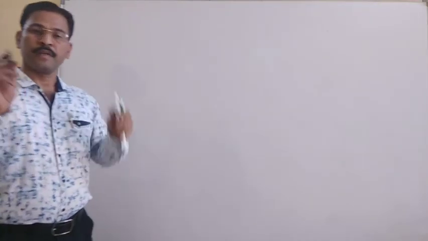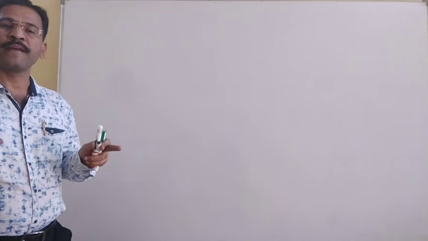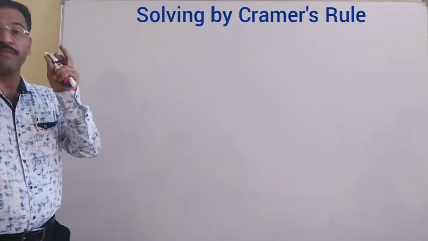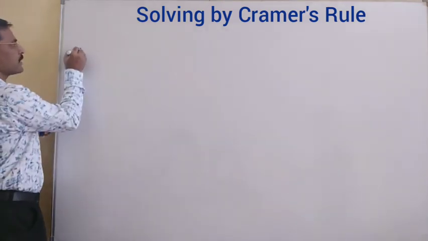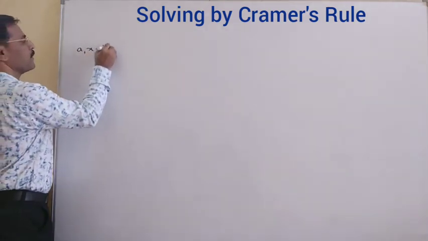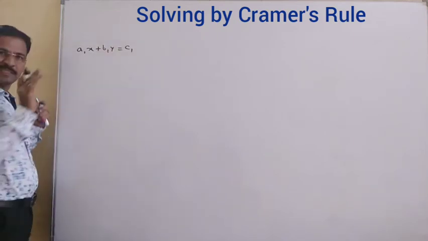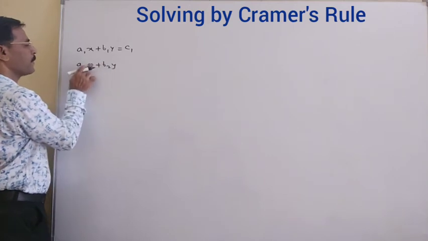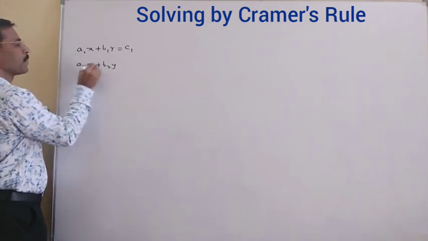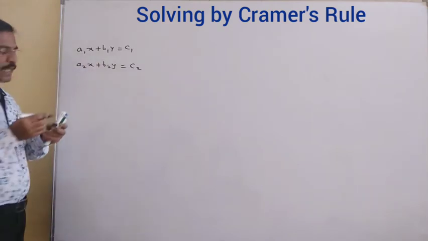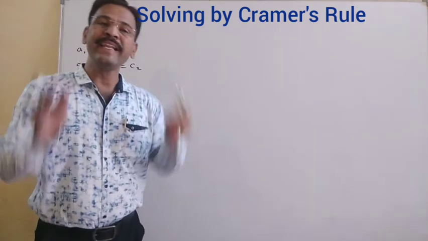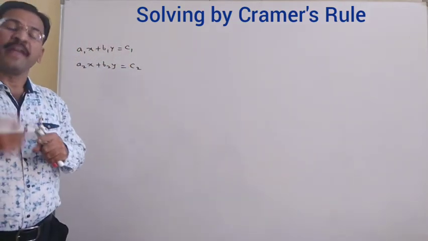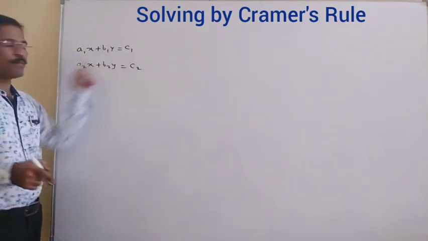Friends, now we have to solve simultaneous equations by Cramer's rule. But before that, we are going to take some important preliminary points. Suppose these are the two equations: a1x + b1y = c1, and after that a2x + b2y = c2. These two equations are in neat, standard form, and in this procedure we always have to arrange every equation in this form only.